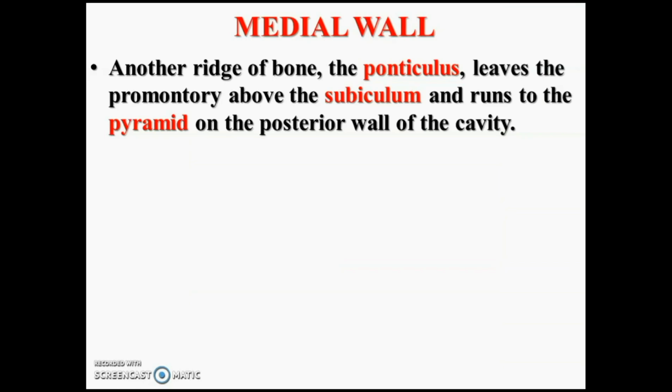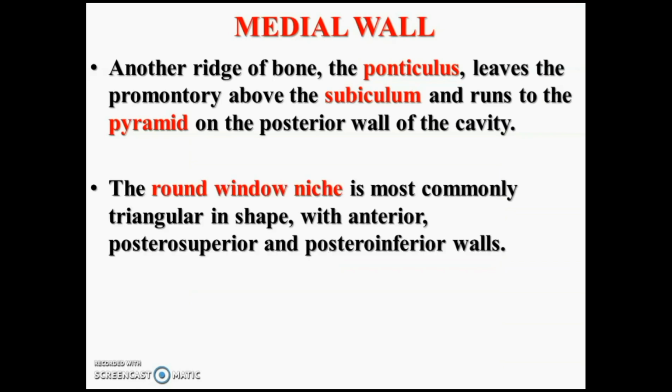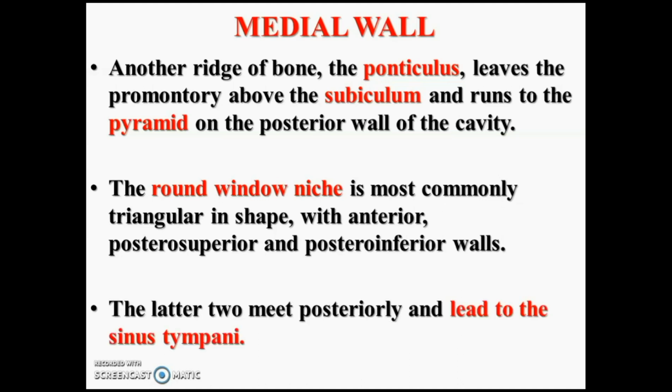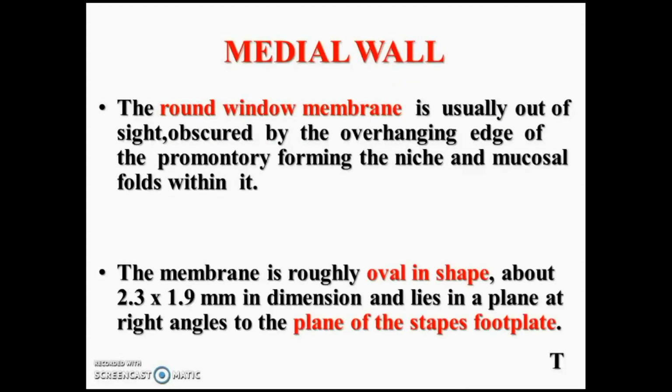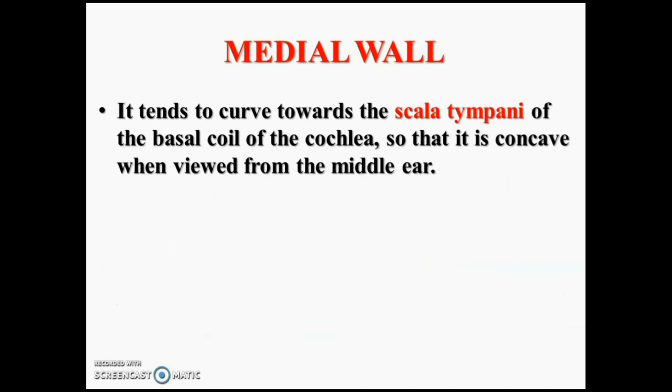So you can see the ponticulus, subiculum. The ponticulus runs from the pyramid, the subiculum from the styloid eminence to the promontory. So the round window opening is usually triangular, and the membrane is usually seen as the overhanging edge of the promontory, behind the promontory, covered by mucosa. So it tends to cover towards the scala tympani.